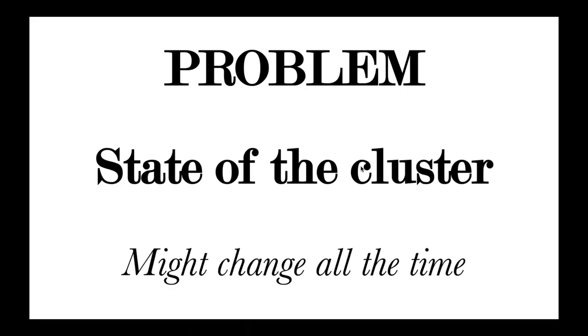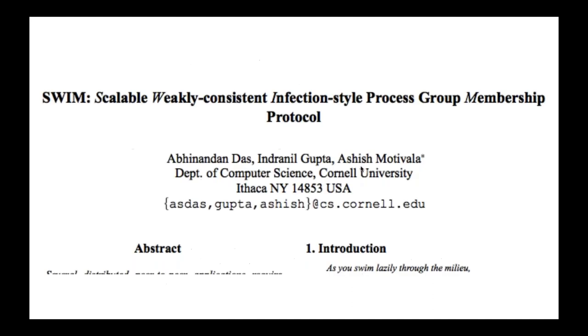The problem is that the state of the cluster might change all the time. It's a very mutable, very flexible model. And that's where a very smart thing comes into place. A group of students from Cornell University put in place this white paper and created this protocol, SWIM. SWIM is scalable, weakly consistent, and is a gossip protocol.